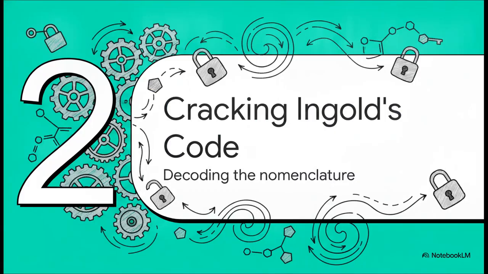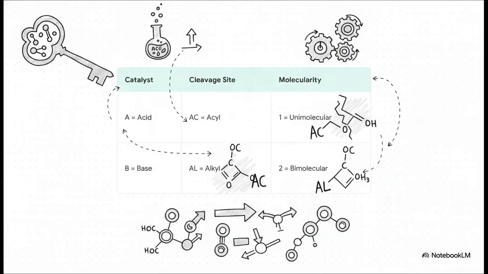Moving on to Section 2, cracking the Ingold code. Now that we have the ground rules, how do we actually label these pathways? Okay, this is where it gets fun. This is your master key. Instead of trying to memorize 8 random strings of letters and numbers, just use this logical legend. The first letter is your catalyst, A for acid, B for base.